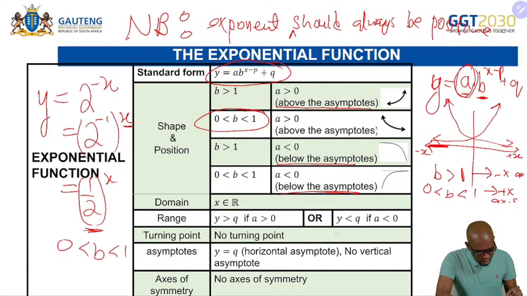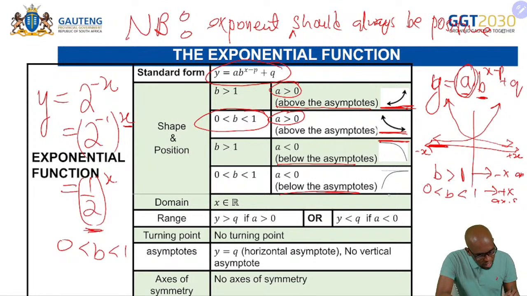For an example, if you check the shapes, the shape and position here, if you check this first graph, a is positive, it's above the asymptote. If you check the second graph as well, a is positive, it's also above the asymptote. The third graph, a is negative, it's below the asymptote. The last one, a is negative, is also below the asymptote and facing down.